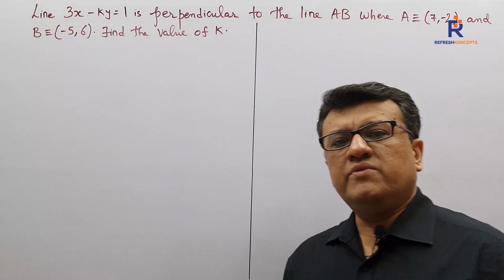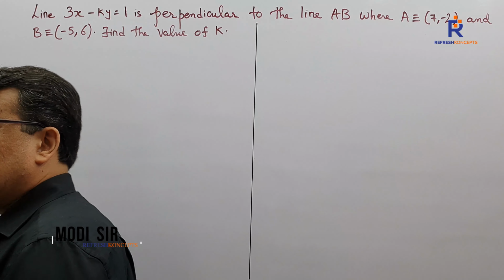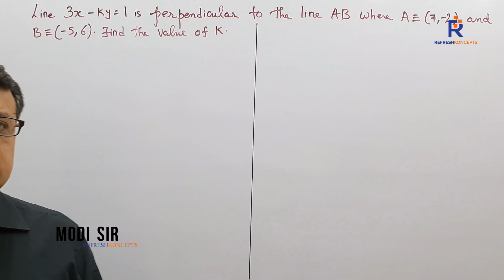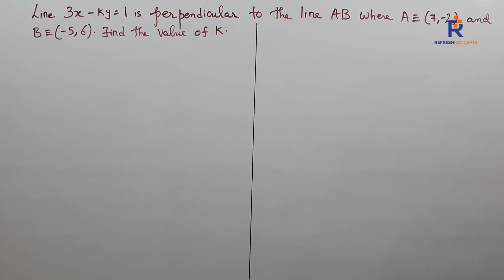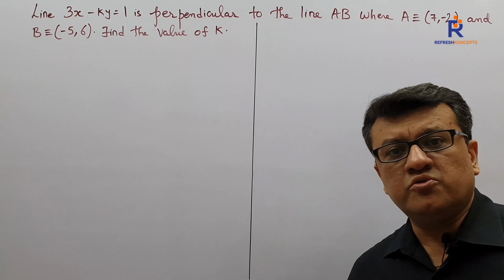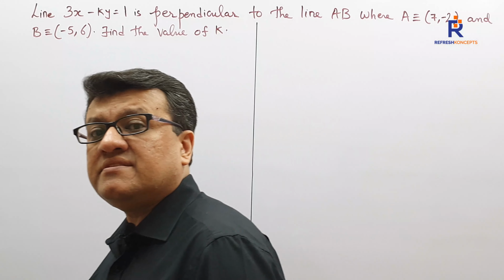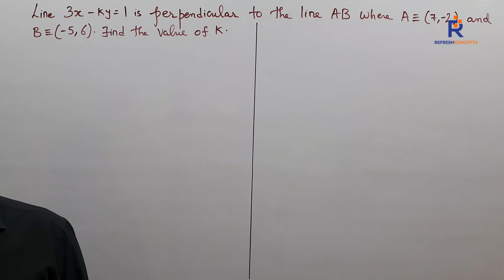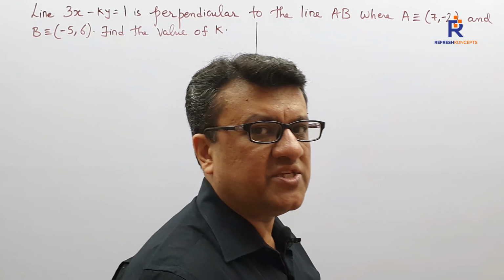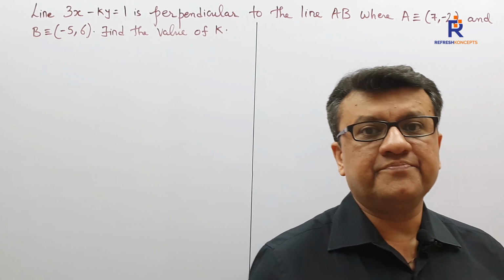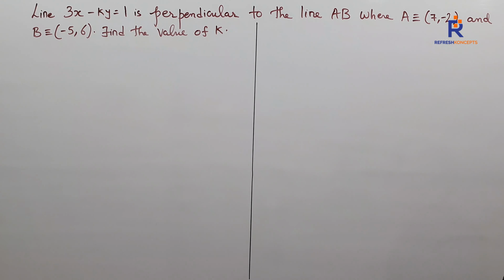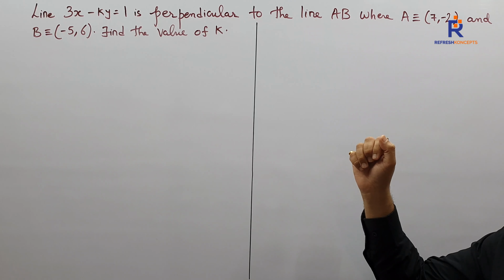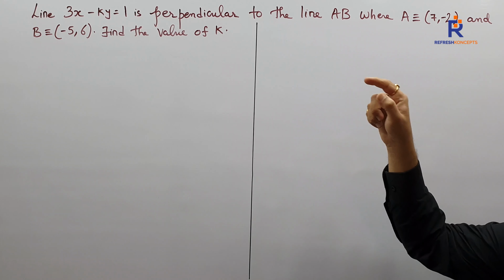Children, now when we know the condition for parallel lines and the condition for perpendicular lines, what is the condition of parallel lines? If two lines are parallel, their slopes are equal, and the converse is true. And for perpendicular lines, if two lines are perpendicular, then the product of their slopes happens to be -1. The converse holds the same.